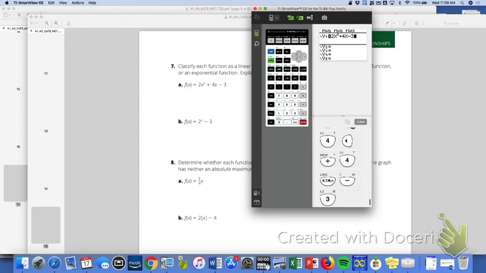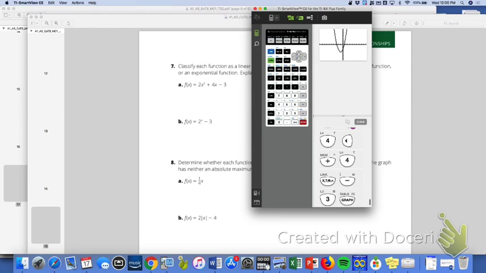Great question: minus 3 or negative 3? Minus 3, because that's a subtraction problem. So click graph. What is that? That's a parabola, which means it's quadratic. So if it asks you what function family that is, it's quadratic.